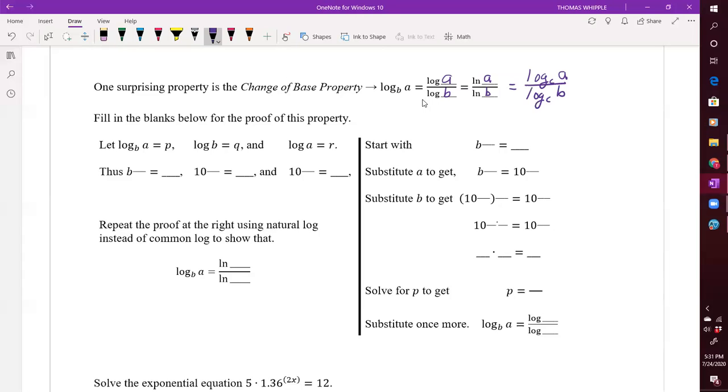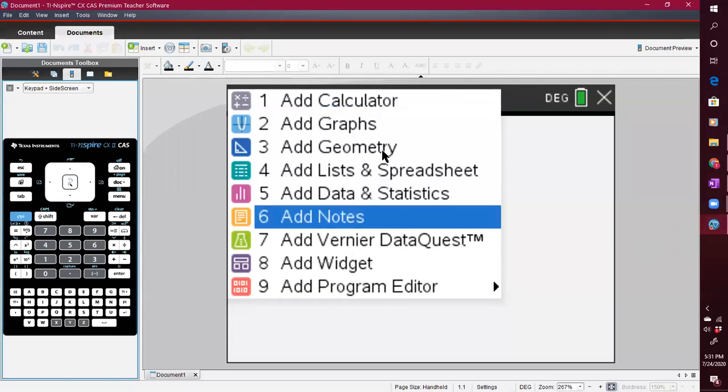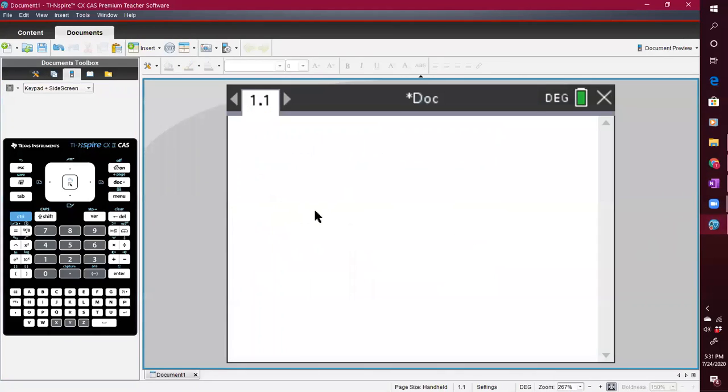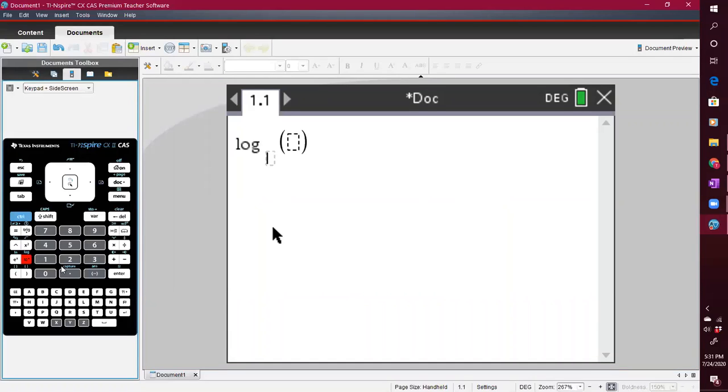Let's explore it real quickly with the calculator, because it's pretty remarkable that it's got to be true. Let's go log base 5 of, let's say, 85. Log base 5 of 85. If I hit enter, it's 2.76.